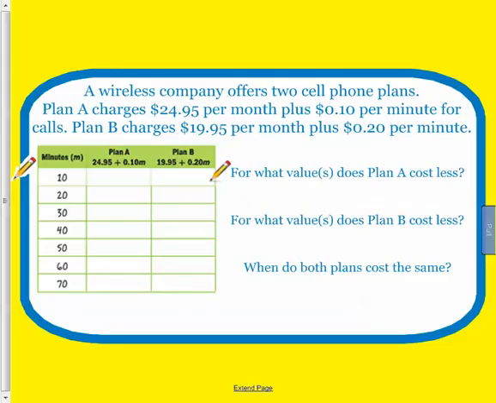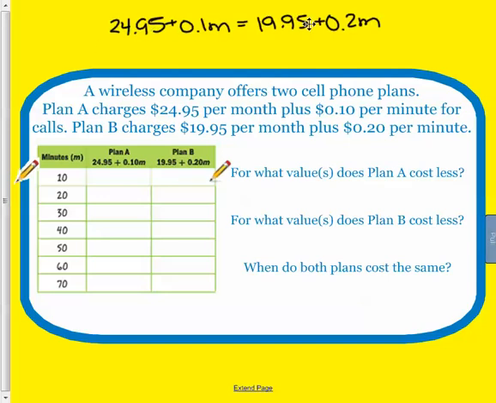A wireless company offers 2 cell phone plans. Plan A charges $25.95 per month plus 10 cents a minute for calls. Plan B charges $19.95 per month plus 20 cents per minute. So I want you to try to solve this chart and answer the questions for what values does Plan A cost less, when does Plan B cost less, and when do they cost the same. Remember, just like what we just did, they cost the same when you set them equal. Okay, I'll be back in just a second to show you what I did.